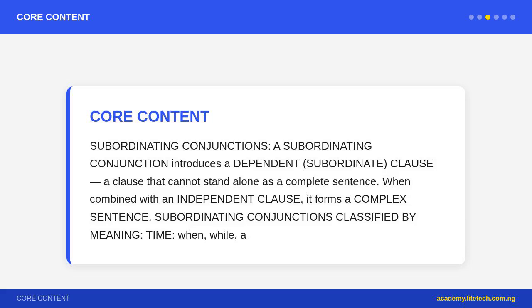Manner: as if, as though. She speaks as if she knows everything. He walked as though he was in pain. Place: where, wherever. I will follow you wherever you go. Where there is a will, there is a way. Punctuation with subordinating conjunctions.